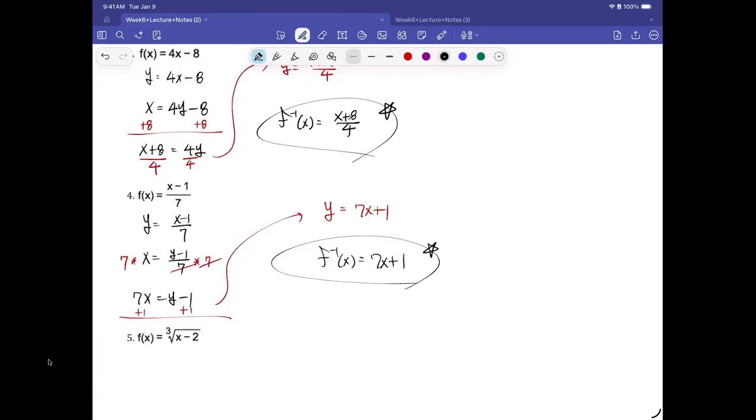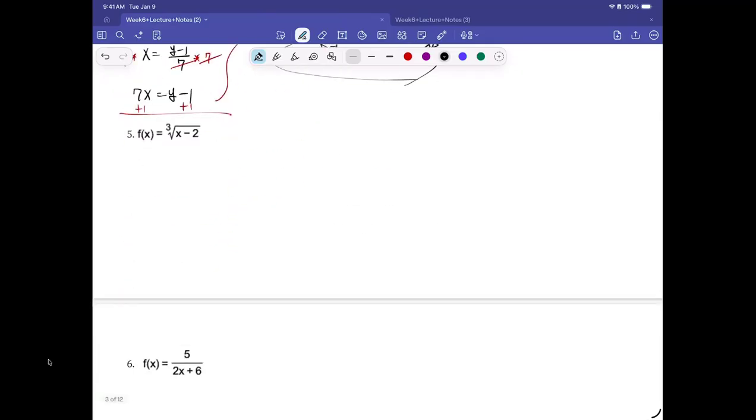Question on number 4. Number 5, y is equal to the third root of x minus 2. Same thing, interchange: x is equal to the third root of y minus 2. So my question is, how do we remove the cube root? You have to raise to the what? The same power as the index. Do you remember that? Right? So, the same power as the index.